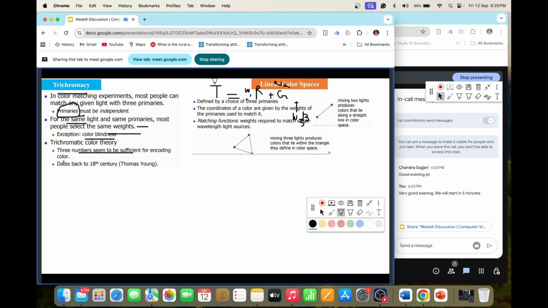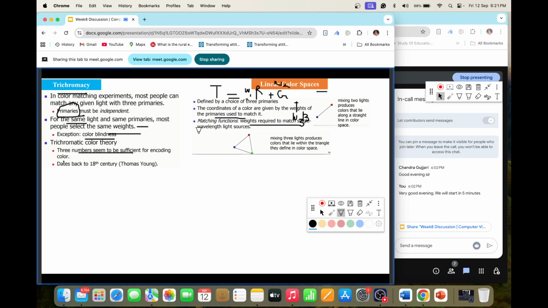Any target color can be written as a weighted sum of red, green and blue. That is known as linear color space or color matching, defined by the choice of three primaries. Mostly we choose RGB as the primaries. The coordinates of the color are given by the weights of the primaries used to match it. W1, W2 and W3 are the weights essential for matching, so this is also known as the matching function.